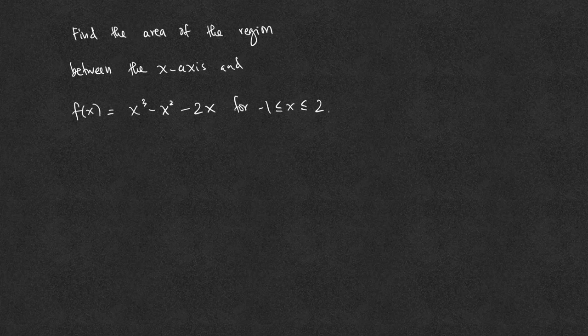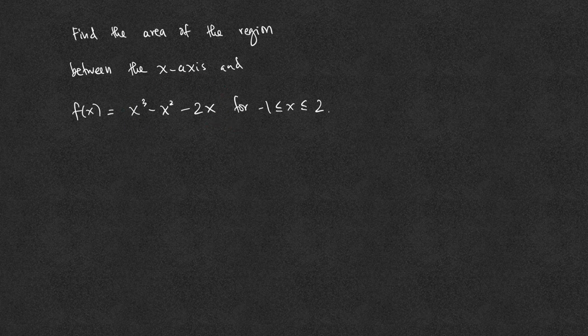Find the area of the region between the x-axis and the curve f of x equals x cubed minus x squared minus 2x for -1 less than or equal to x less than or equal to 2. If we're looking for the area, that implies that this is the total area, not the net area. Because this function can be either negative or positive, we should sketch the graph of this function.